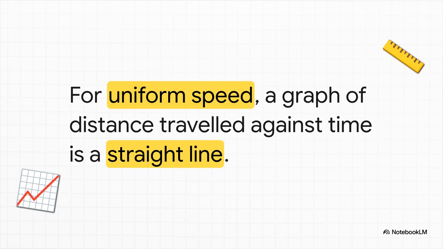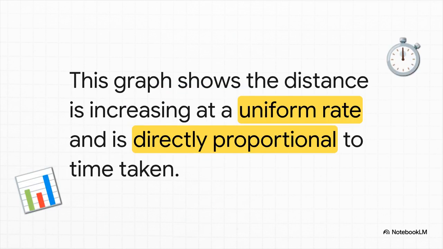Super predictable, super constant. What that line is really showing us is that for every second that passes, that's the line on the bottom, the object covers the exact same amount of distance, that's the line going up. It's the perfect picture of steady, consistent motion.